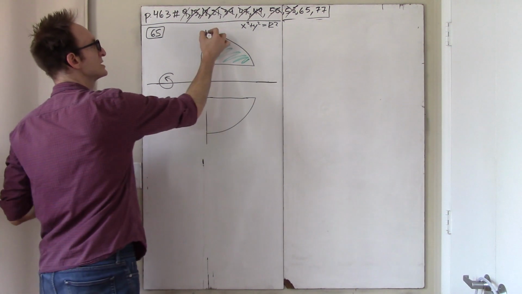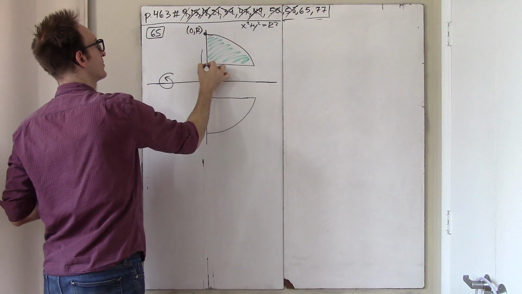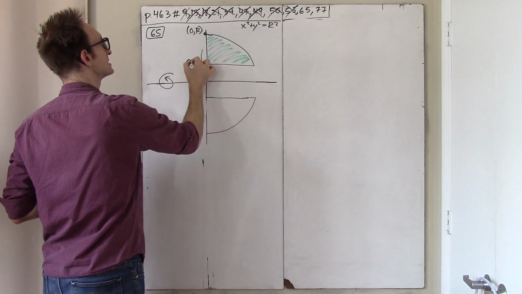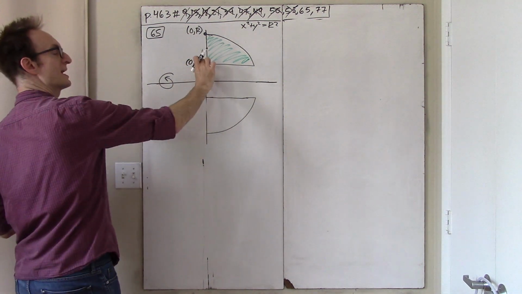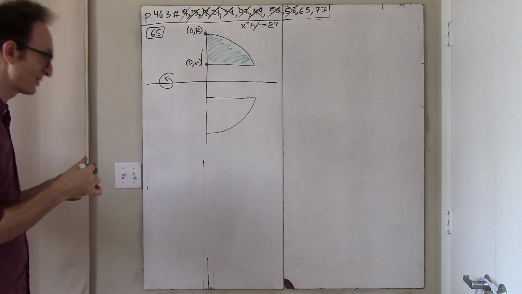And how is this region described again? Well, this point up here was 0, big R, and this point over here was little r. So that's 0, little r. Little r is the radius of the hole that's being drilled out from the center of it.